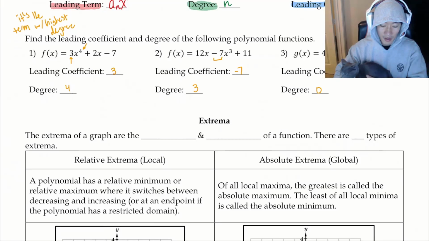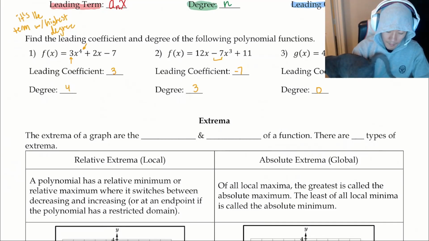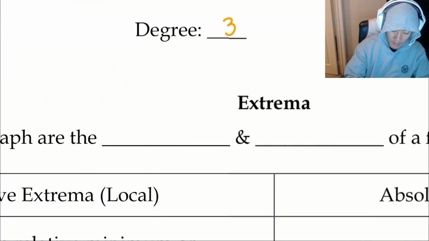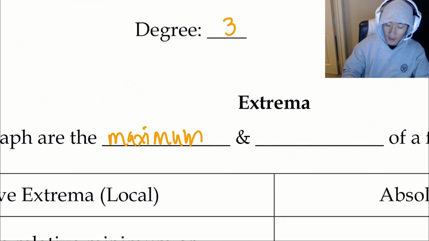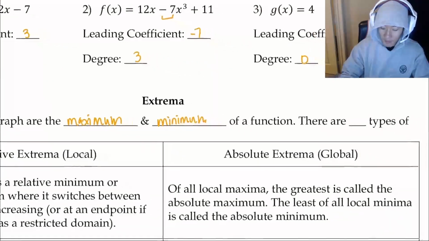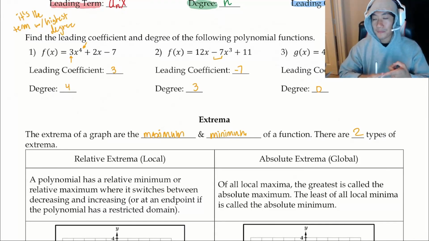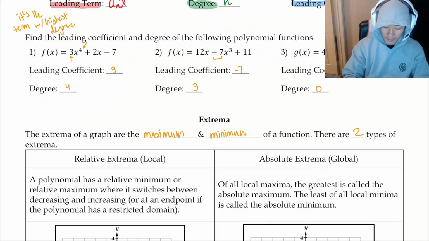So it says the extrema of a graph are the maximum and minimum of a function. There are two types of this, as we can see here below, right? There's either relative extrema, or is there going to be absolute extrema? So let's take a moment to read each one.